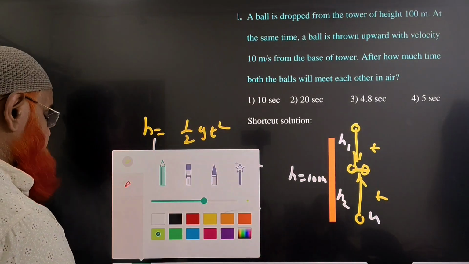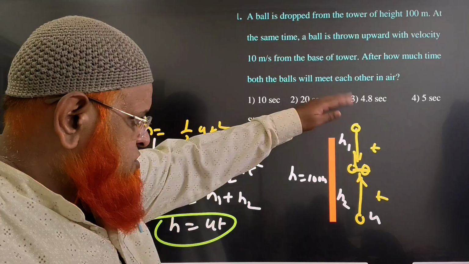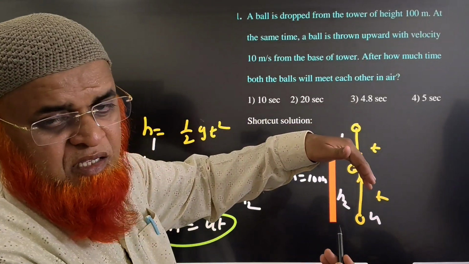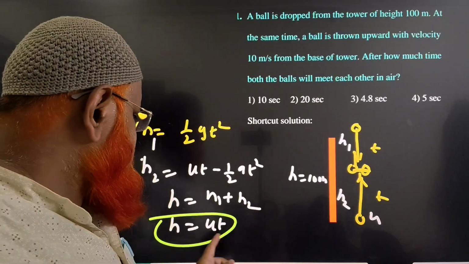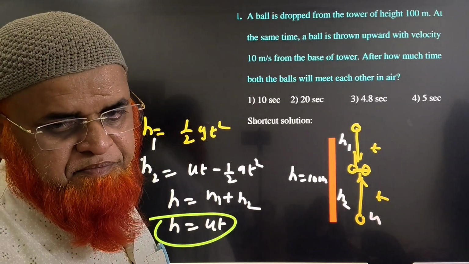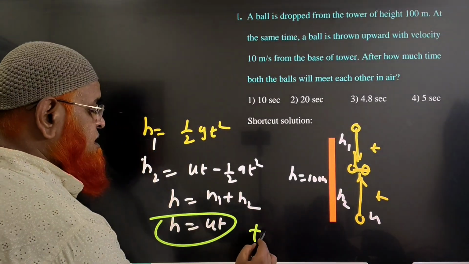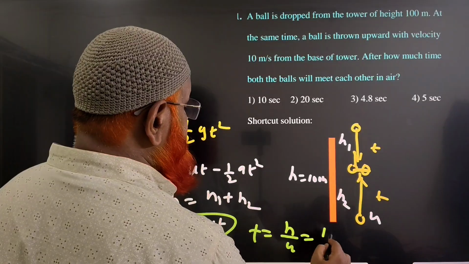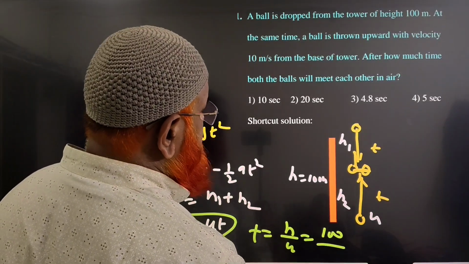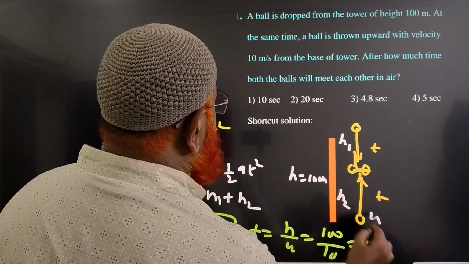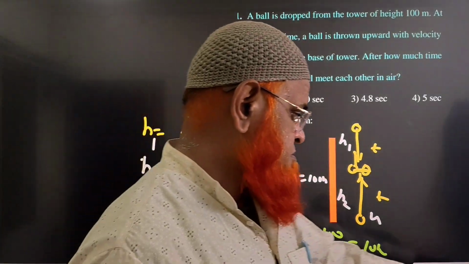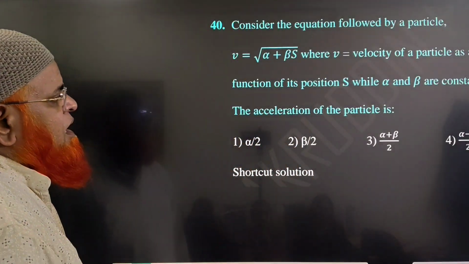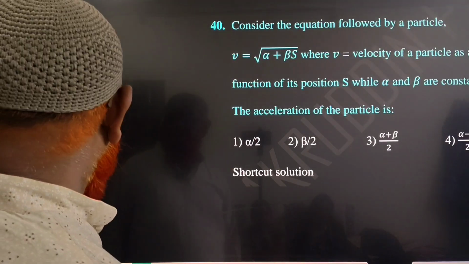So this is your shortcut. Whenever one ball is dropped and another ball is simultaneously thrown upwards, they will meet somewhere, which means you need not do all these things. Just write h is equal to u into t. That's it. So t is equal to h by u. h is 100, and what is the initial velocity? 10. So your answer is 10 seconds. Shortcut solution. Understood? Next.